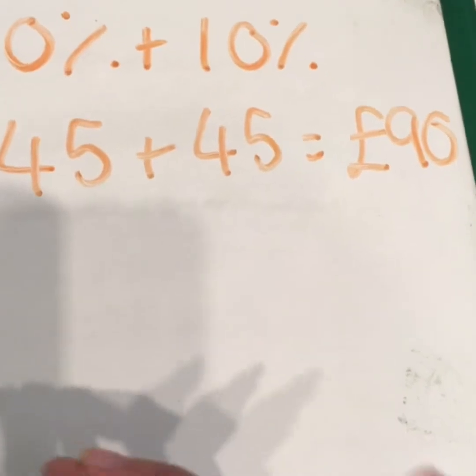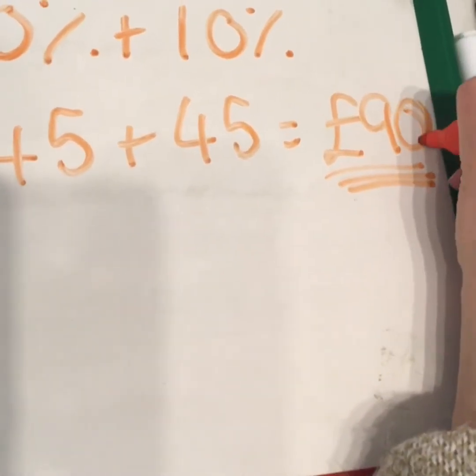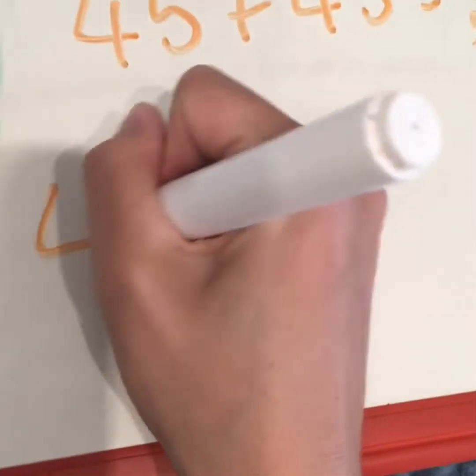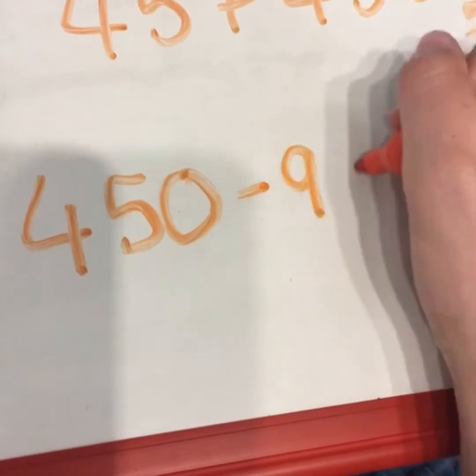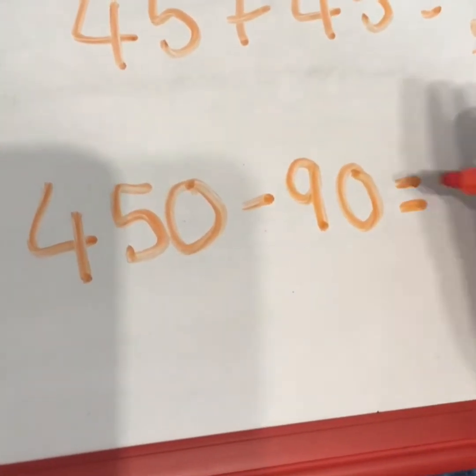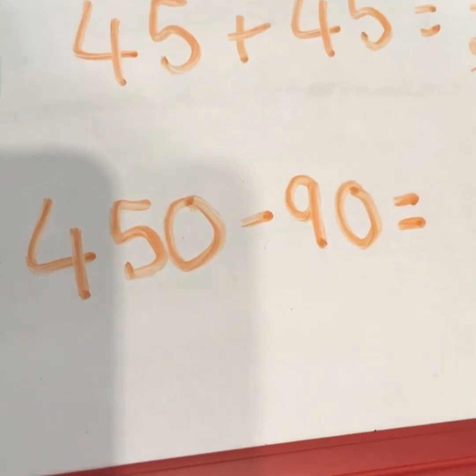She gets 20% off, so what we need to do now is go back to that £450, take away the £90, which is the discount, and we should end up with £360.